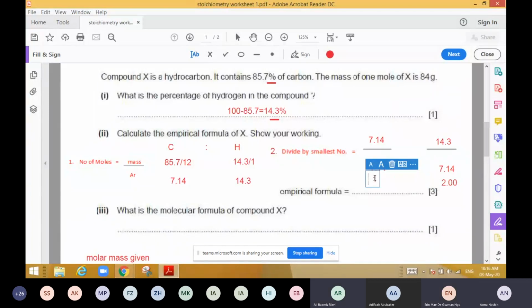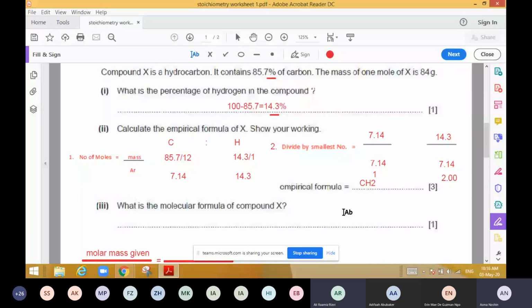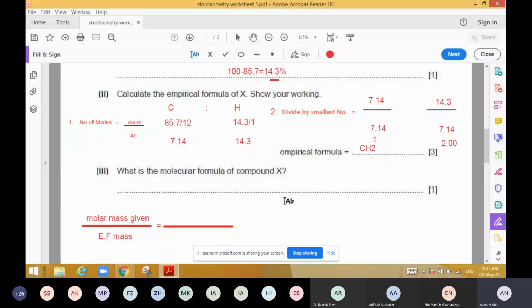And over here, what will you get? It will be C1H2. We don't write 1, so it will be CH2. Very good. So now, till here, clear? Move on to molecular formula.